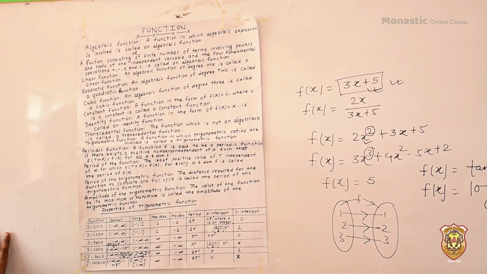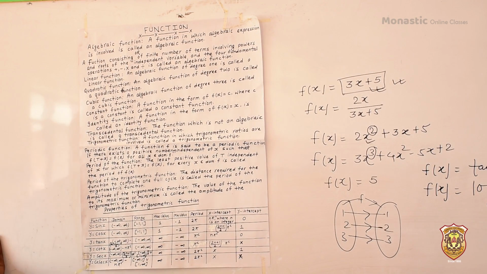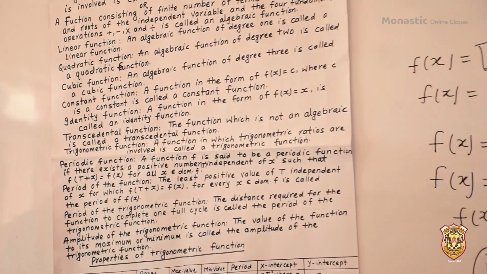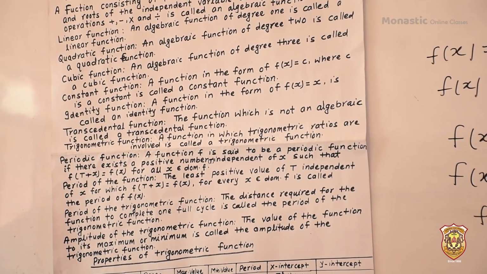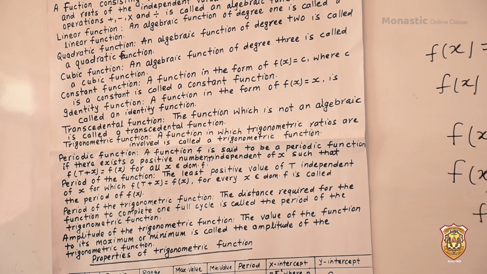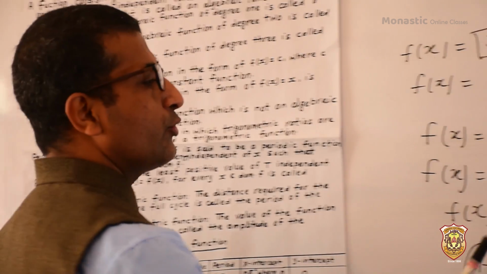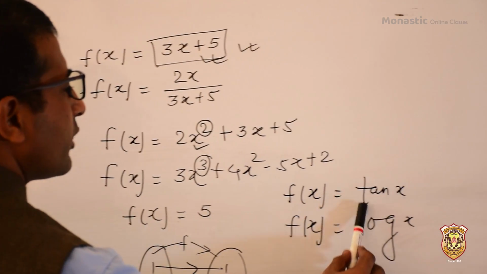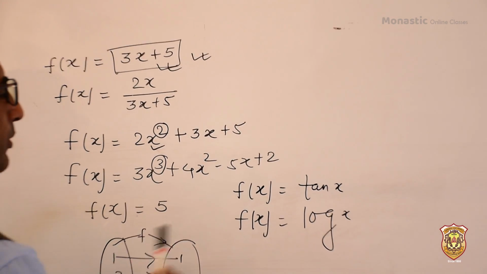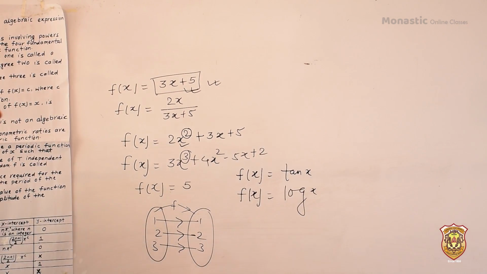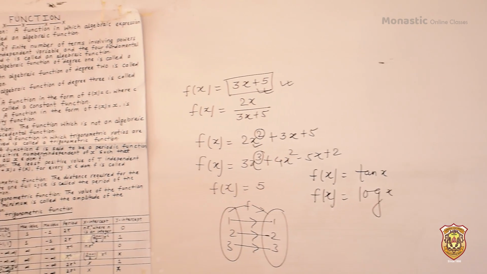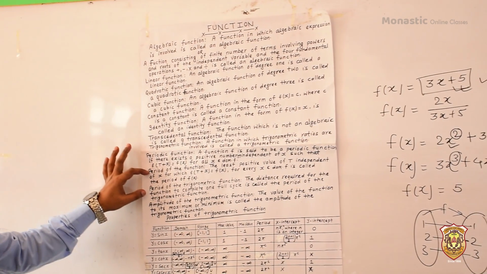Trigonometric function, a function in which trigonometric ratios are involved, is called a trigonometric function. Okay, here in this function, one of the trigonometric ratios is involved, so this is an example of a trigonometric function. In trigonometric function, we have to know a few more things.